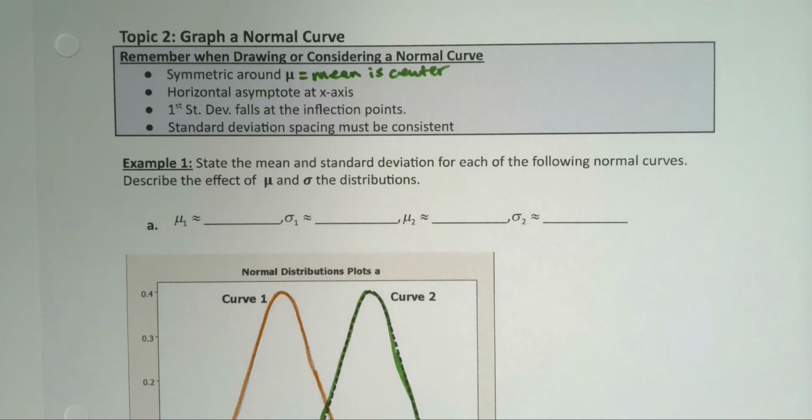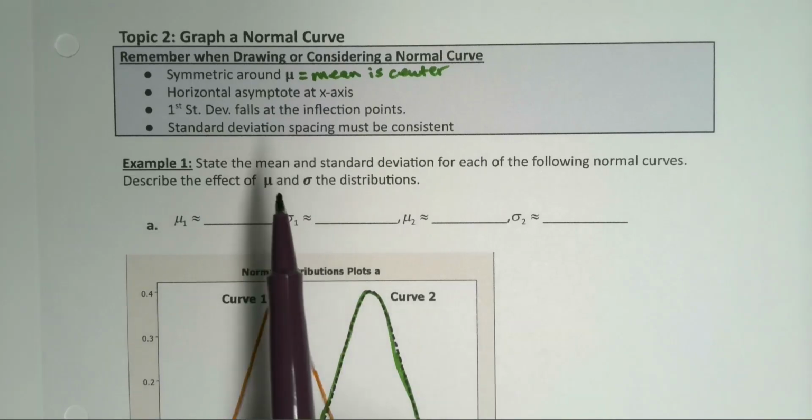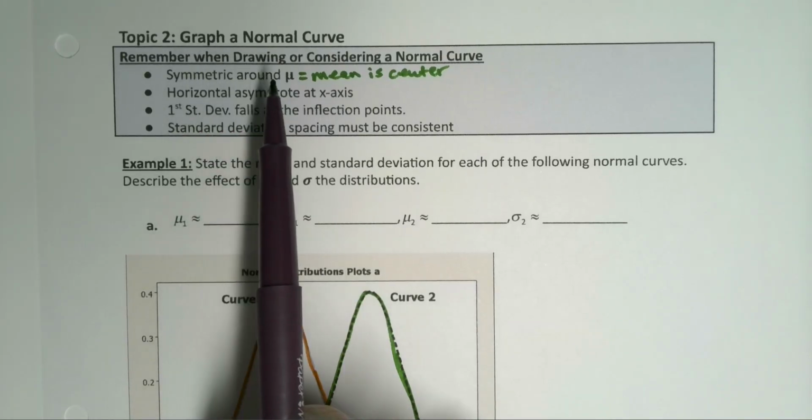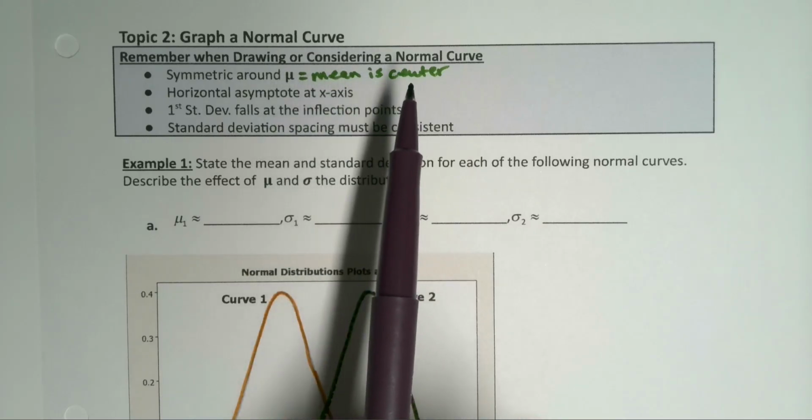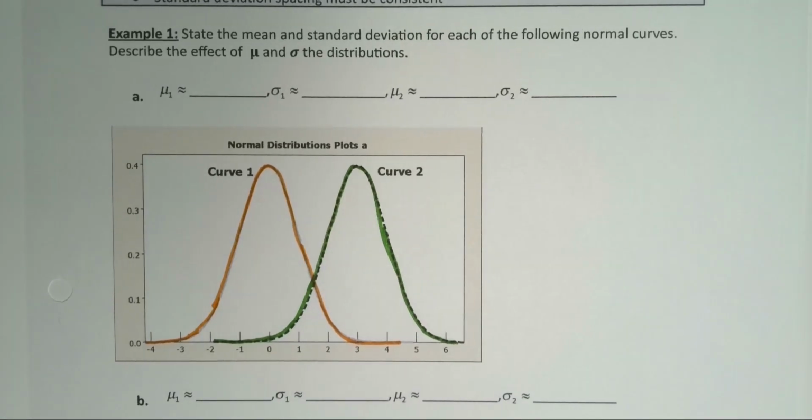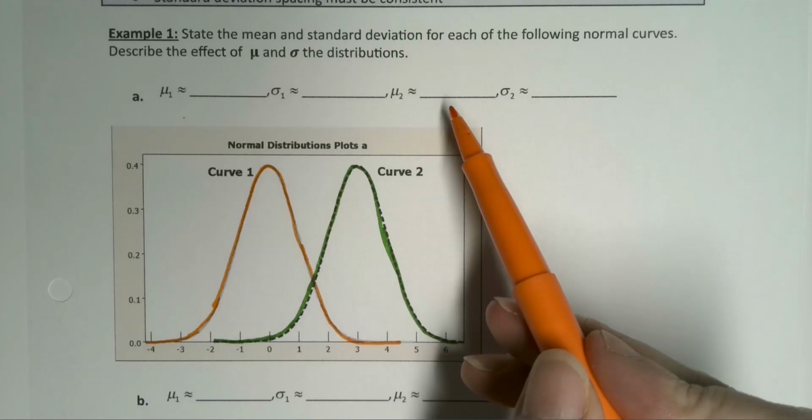So we want to put our newfound knowledge about the normal curve to the test with a couple examples. Now remember that when we draw a normal curve, it's symmetric around the mean, mu. Remember that means the mean is the center. And that's going to help us down here because we want to determine what the mean is for these two graphs.